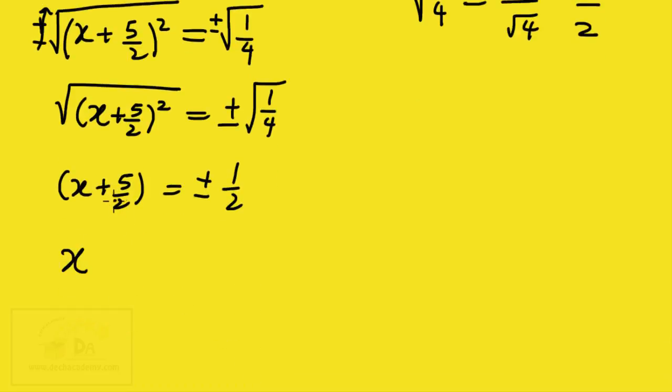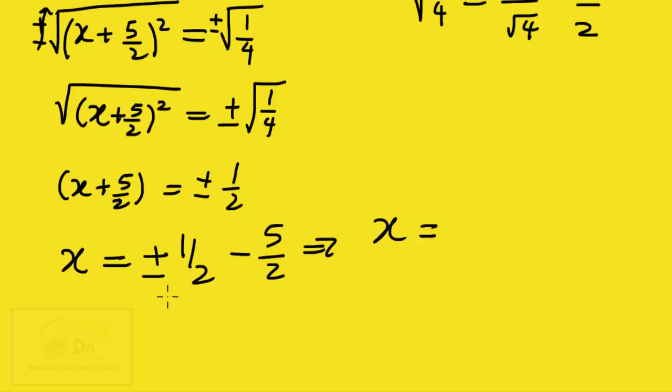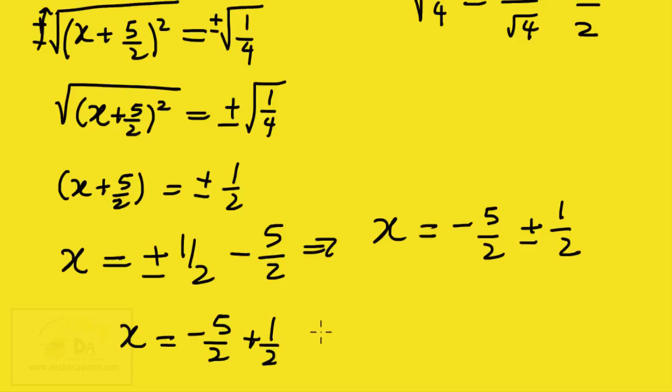Subtracting 5 over 2 from both sides gives x is equal to plus or minus 1 over 2 minus 5 over 2. The right hand side here can be rearranged to give x equal to minus 5 over 2 plus or minus 1 over 2. And taking the plus case and the minus case separately, we have x equals minus 5 over 2 plus 1 over 2, or x equals minus 5 over 2 minus 1 over 2.